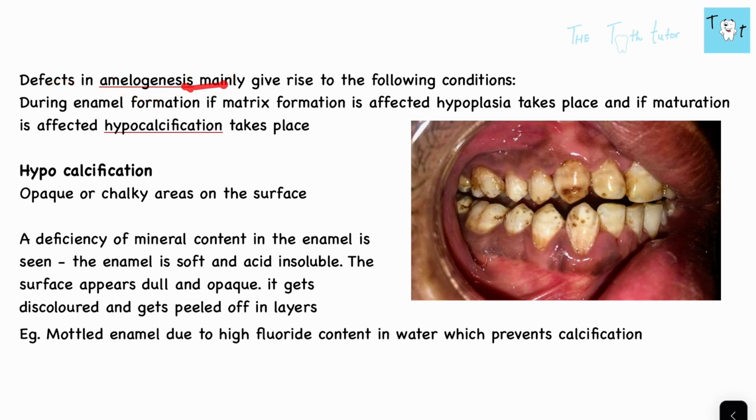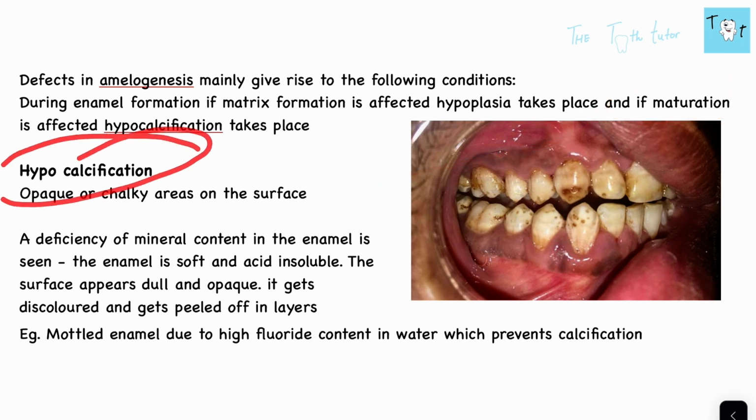So, what are the defects caused during amelogenesis, and what conditions can arise? There are two processes in amelogenesis. First is the enamel formation, and second is the maturation. That is the mineralization. So, if there is a defect in enamel formation, then hypoplasia will occur. And if there is a defect in maturation, then hypocalcification will occur.